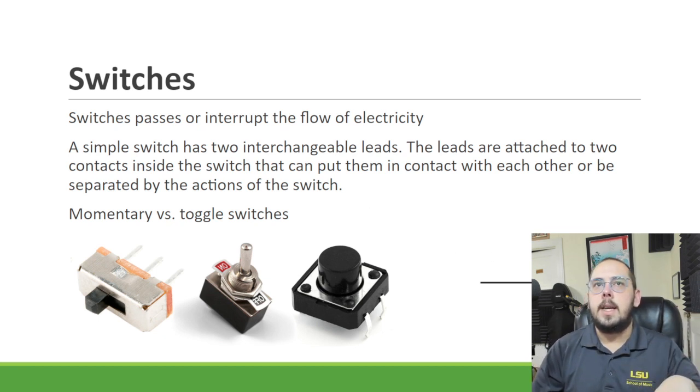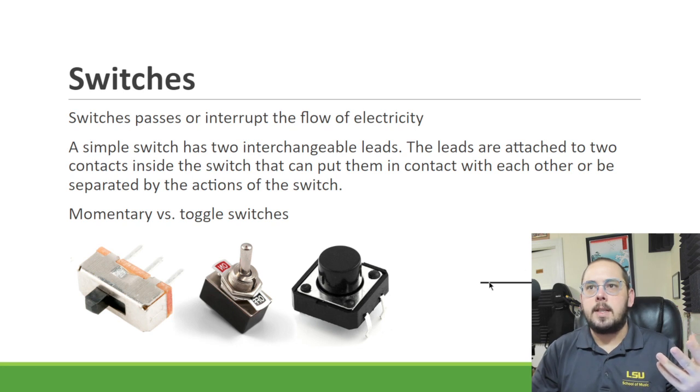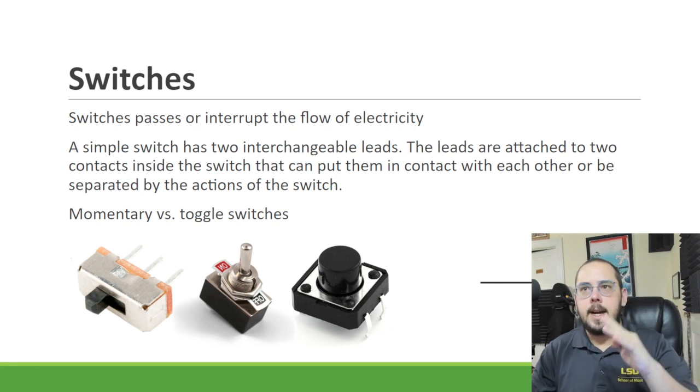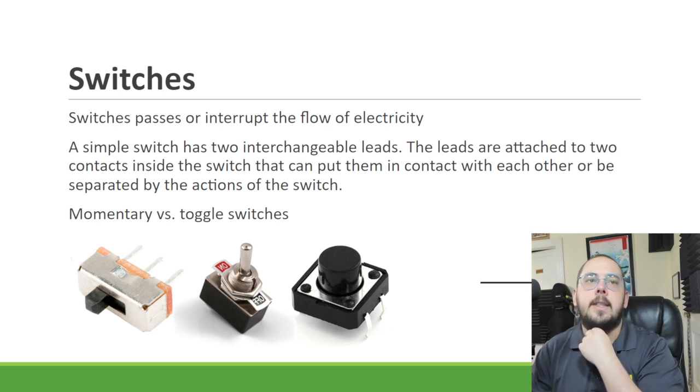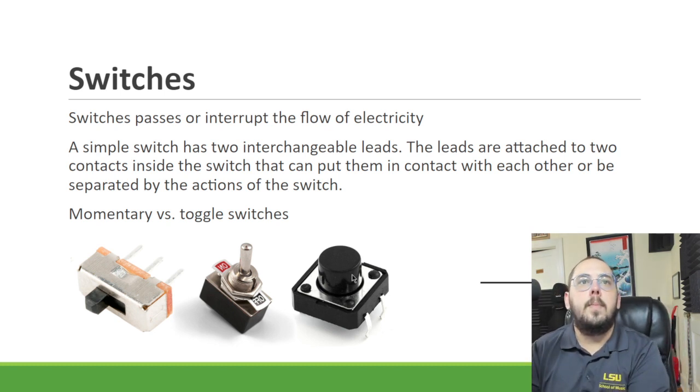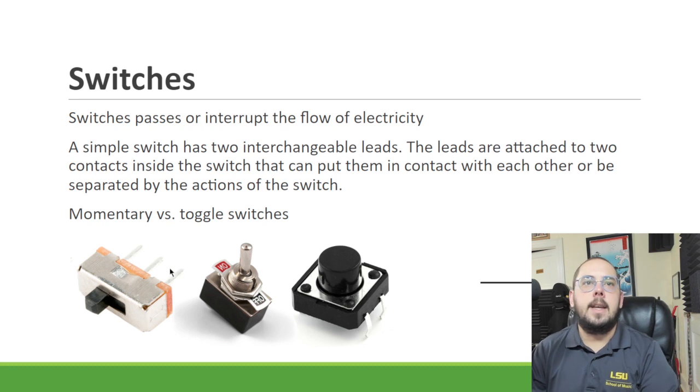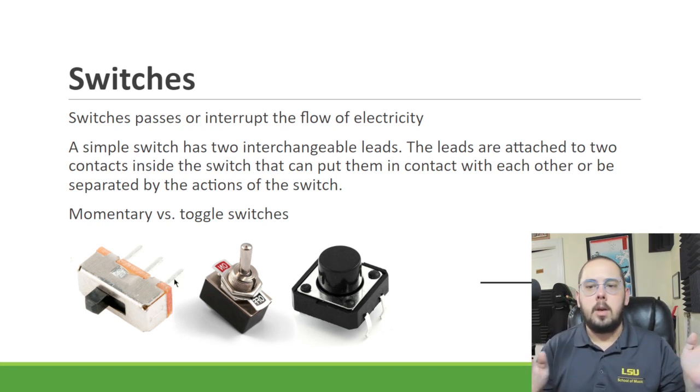So here's what you would see in the circuit diagram. You can see that it's not connected until you push it down, and then it connects, and there you go. Basically, the leads get connected to power and ground, and it passes it along, and so forth. There's what's called a momentary switch versus a toggle switch.